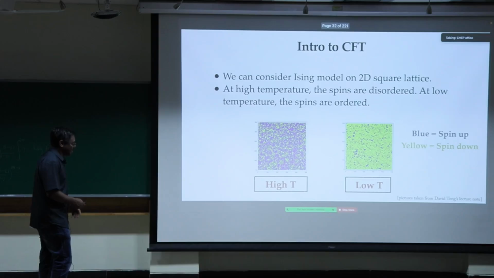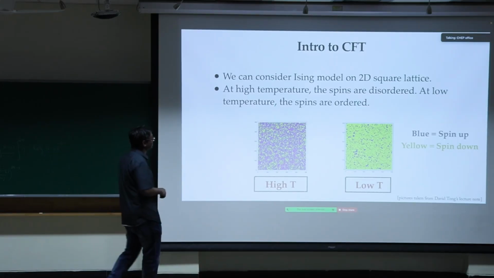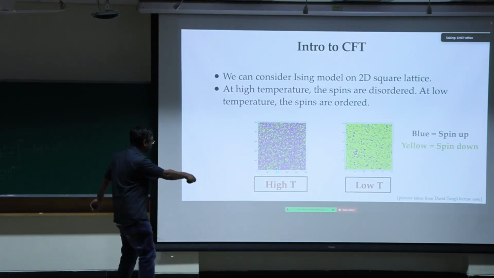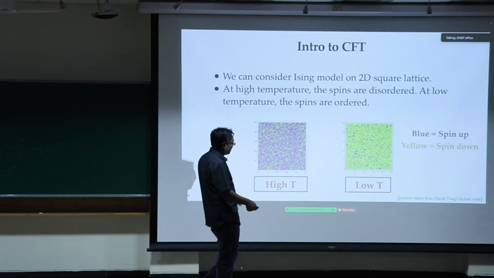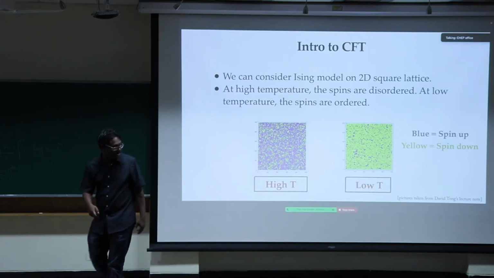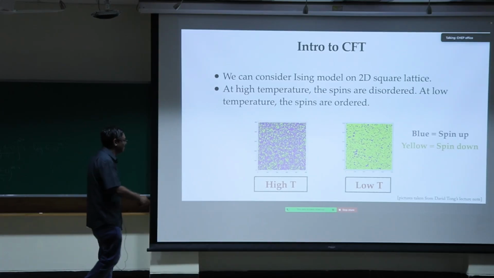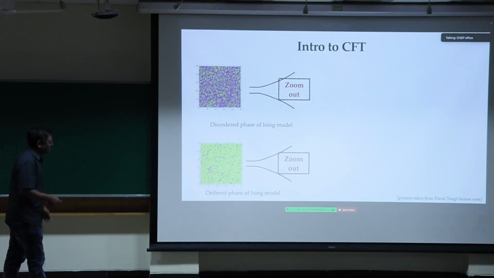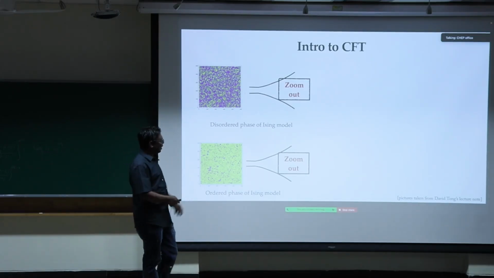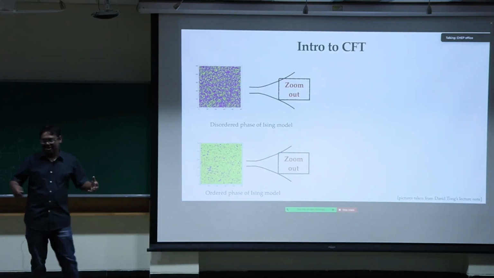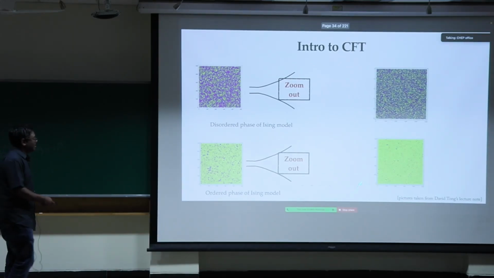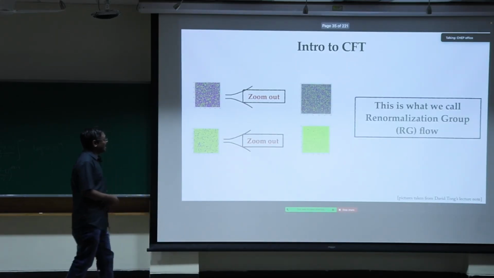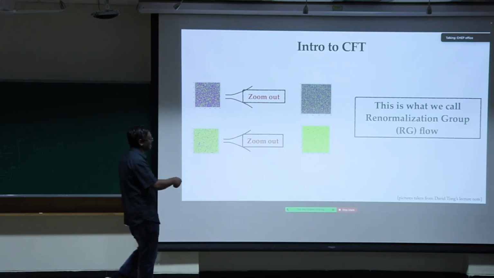A standard example to give is the Ising model on a 2D square lattice. At high temperature, the spins are all disordered, so there is random jiggling here. And at low temperature, everything becomes fixed to the plus spin or the minus spin. So here the yellow are spin down, blue are spin up. So you have two phases. And if you take these two pictures and zoom out, the technical name of this zooming out is the RG flow, and if you probe the system at a longer and longer length scale, you will see that this becomes more flat and wide, and this becomes more jiggling. And in technical terms, we call it RG flow.